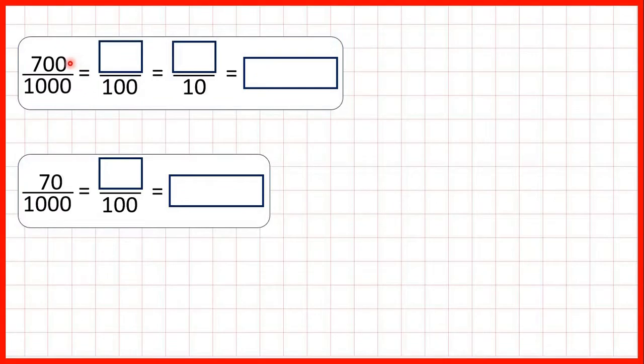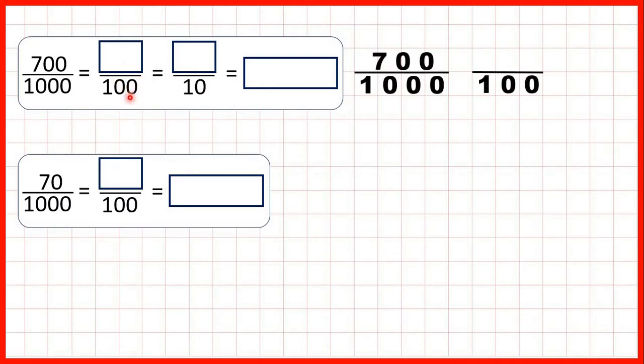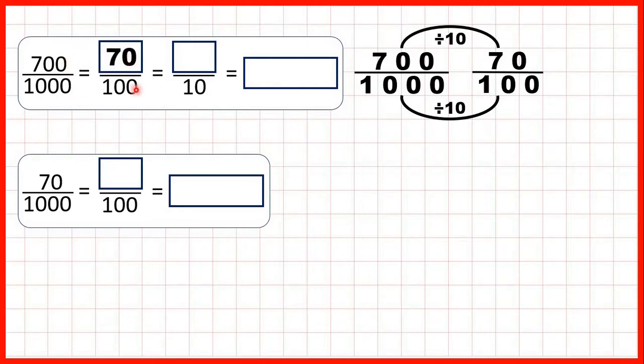So here we have 700 thousandths. We're going to find equivalent fractions with a denominator of 100 and 10, and then we're going to write 700 thousandths as a decimal. So, to find out how many hundredths that's equivalent to, we can use division. 1000 divided by 10 is 100, and when we're finding equivalent fractions, what we do to the denominator, we do to the numerator as well, and 700 divided by 10 is 70. So 700 thousandths is equivalent to 70 hundredths.